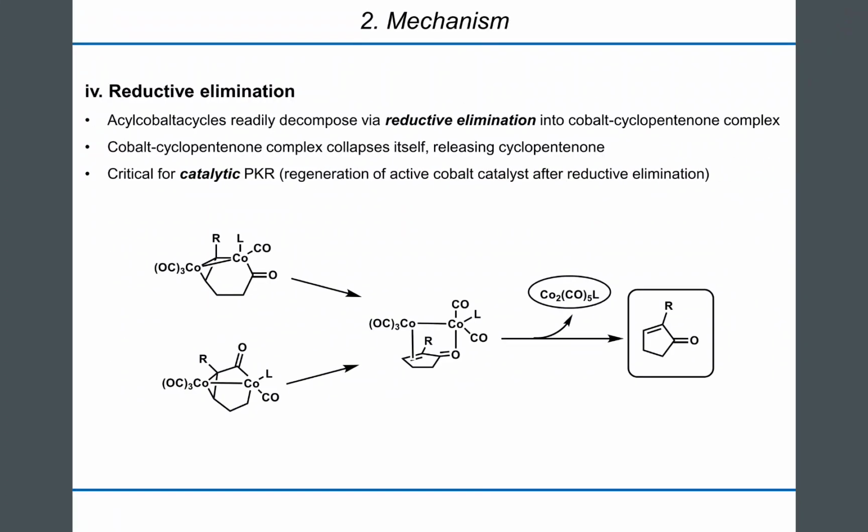The final step is reductive elimination, which liberates the final cyclopentanone product. Besides the desired product, the dicobalt carbonyl complex is also regenerated. This cobalt complex is rather important because a catalytic cycle can be constructed if this complex can regenerate the active adduct with the alkene.